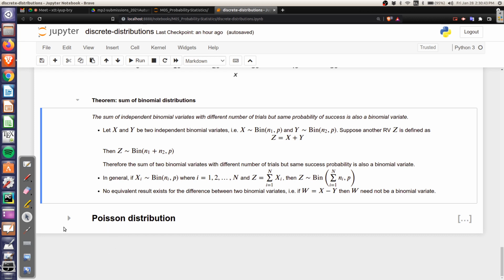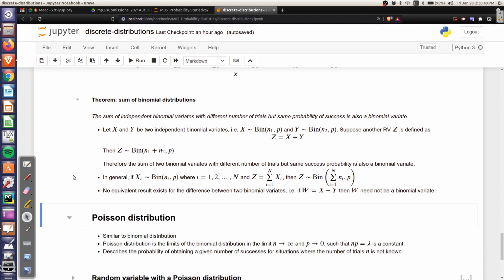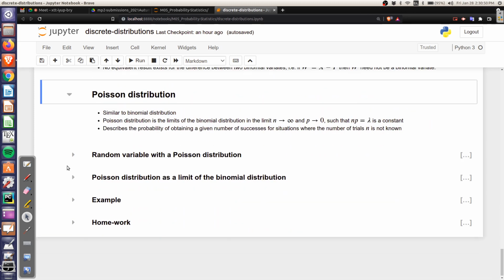All right. Now let's move on to Poisson distribution. The Poisson distribution is a very interesting distribution, because it is a distribution which you'll see.